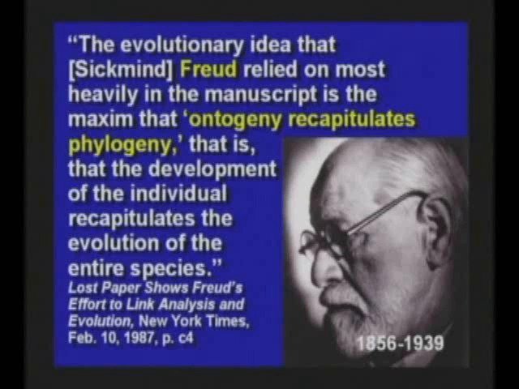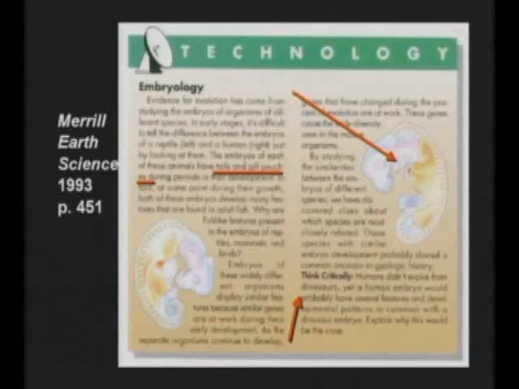Now the idea that Sigmund Freud relied on was the idea that ontogeny recapitulates phylogeny. That is, the development of the individual recapitulates the evolution of the entire species. This is stupid and dangerous. They tell the kids the embryo, the baby growing in the mother, has gills like a fish. Gills? That's a lie. Those are not gill slits.